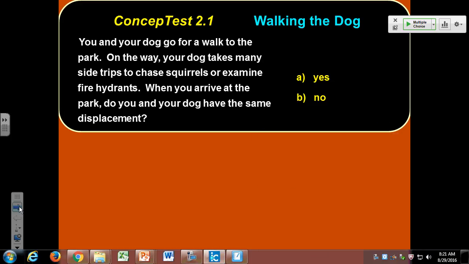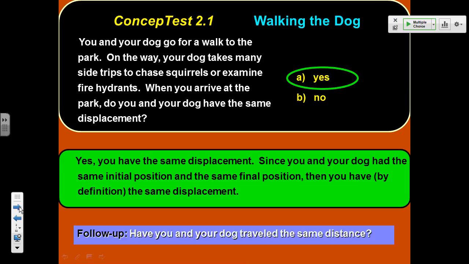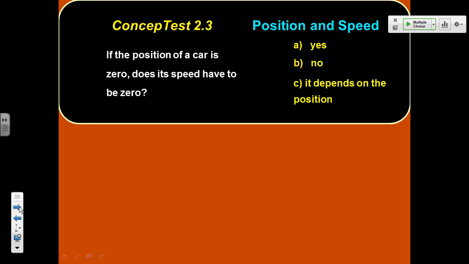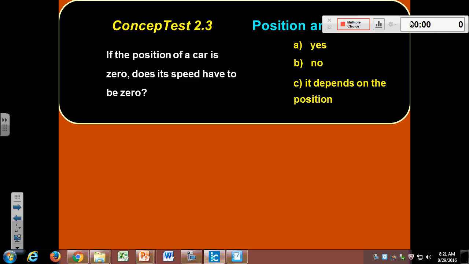All right. Have you and your dog traveled the same distance? No, right? I mean, you're all fresh. Your dog has blisters all over her paws, for goodness sake. So, all right. If the position of a car is 0, does its speed have to be 0? Yes or no? Or does it depend on the position?